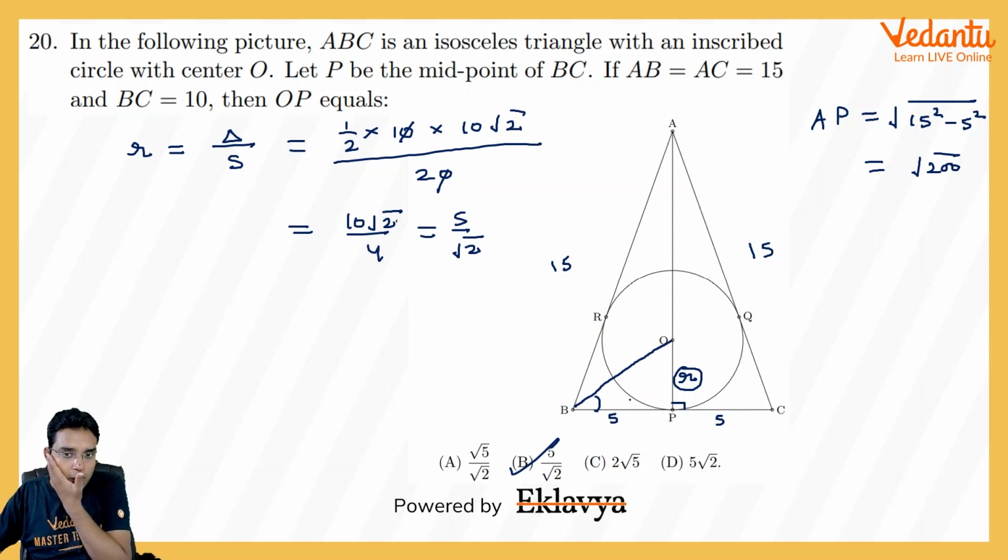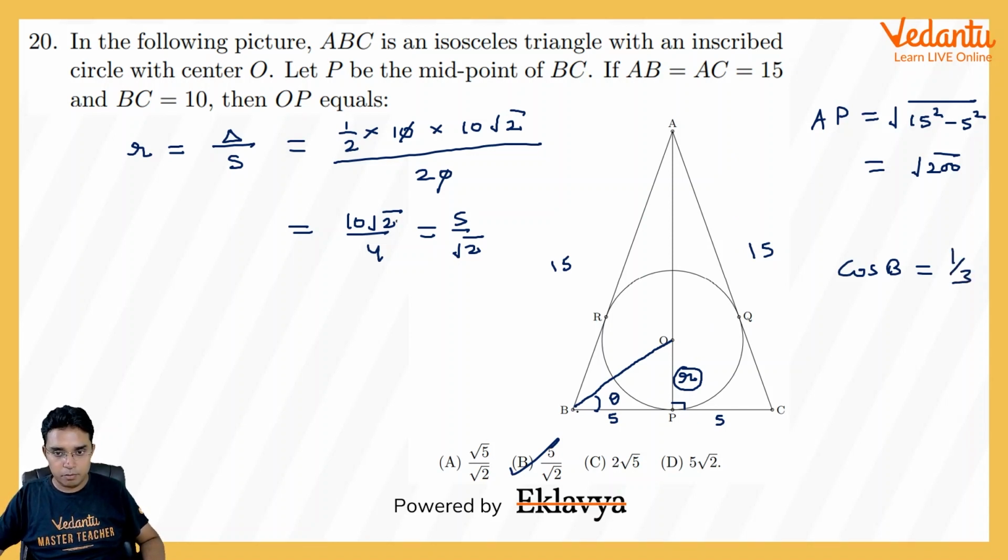Okay. And in this angle, this is theta, I think it is B by 2, and cos B can be found by Pythagoras theorem only, that is, base upon hypotenuse, so 1 upon 3. From cos B we can find B by 2, and B by 2 will give us R. I think tan B by 2 is what we need. Tan B by 2 will be R upon 5. And from cos B we can find tan B by 2, and we can find it from this method also.